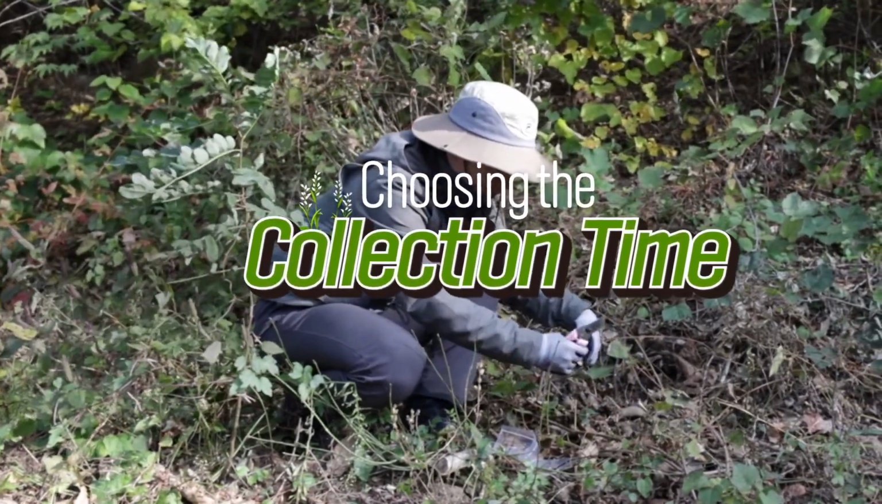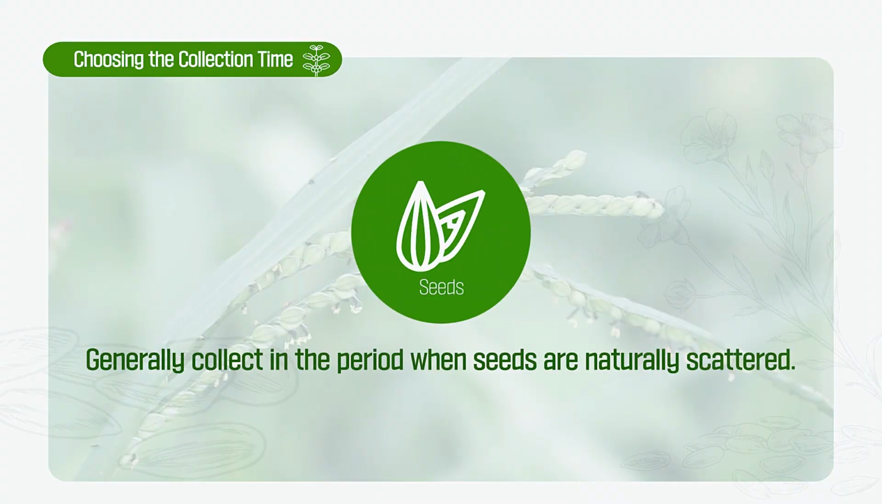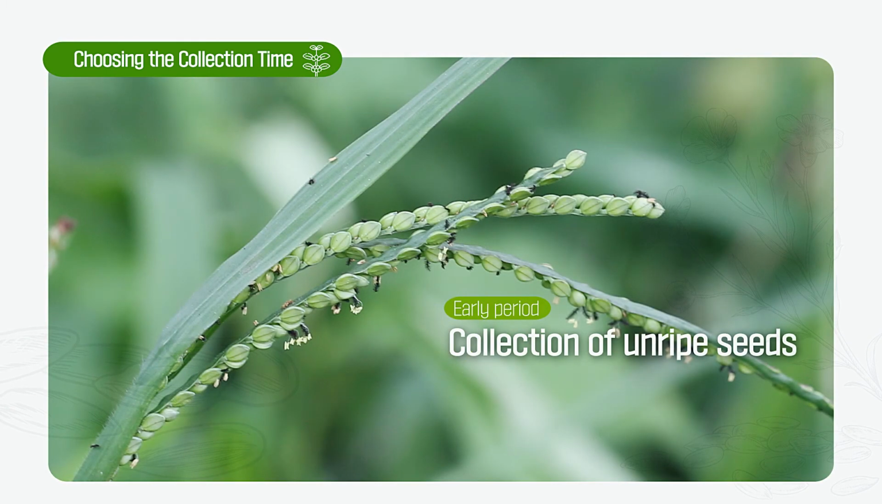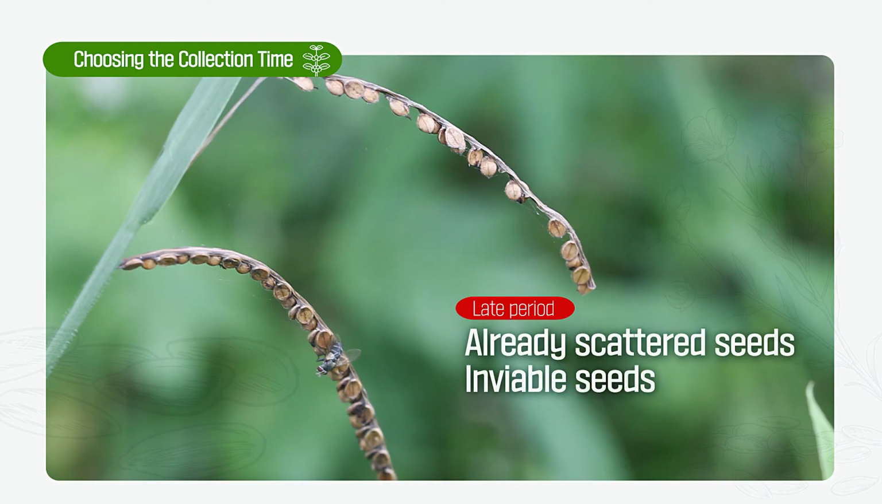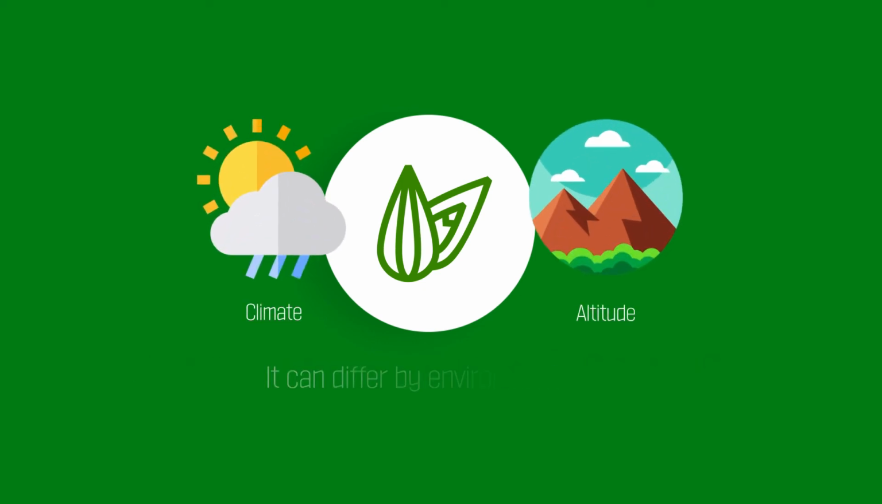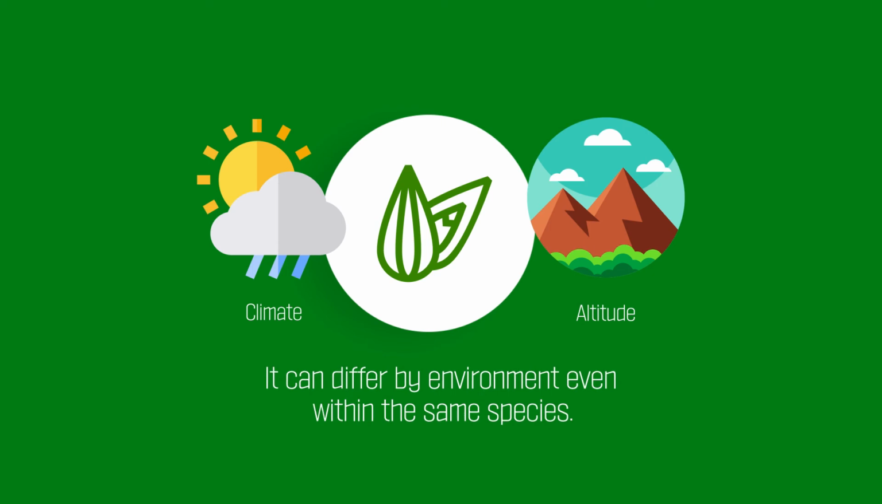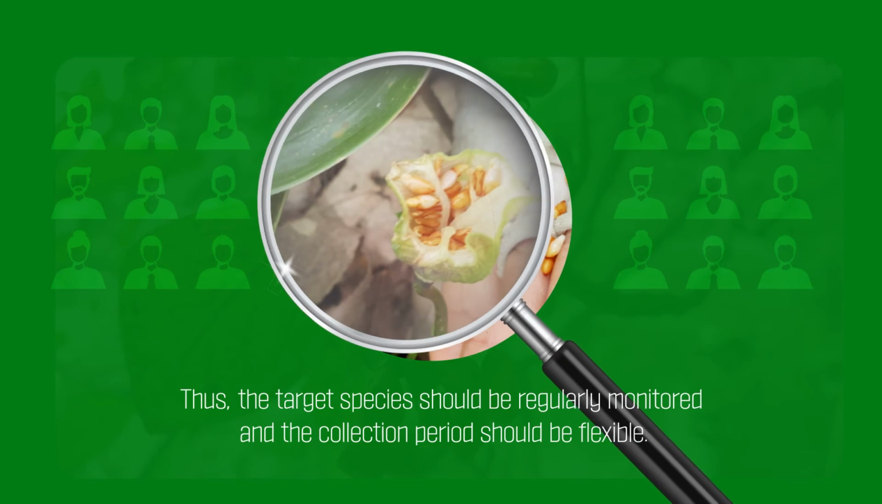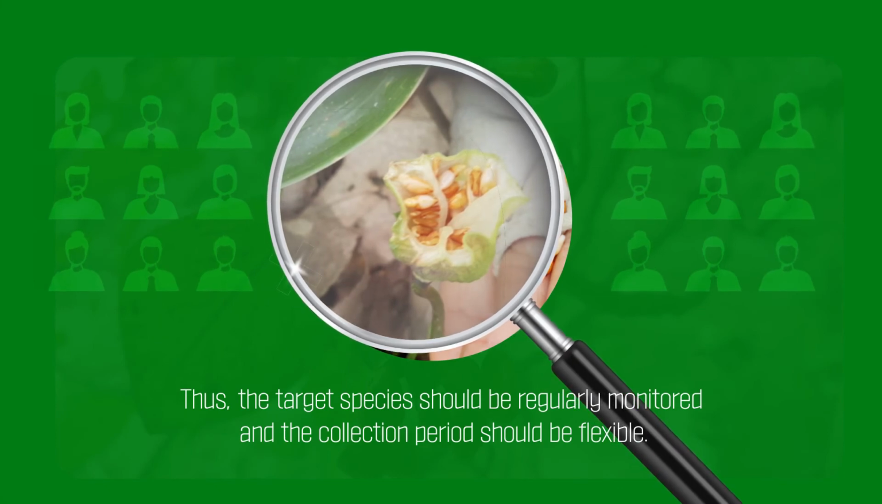Choosing the collection time. In general, seeds should be collected when they are naturally dispersed, and if it's too early, you will collect immature seeds. And if it's too late, the seeds may already be dispersed or they may no longer be viable. The most appropriate period for seed collection varies from species to species. And even when it's the same species, it can vary depending on the natural environment, such as the climatic zone or altitude. Thus, the target species should be regularly monitored and the collection period should be flexible.